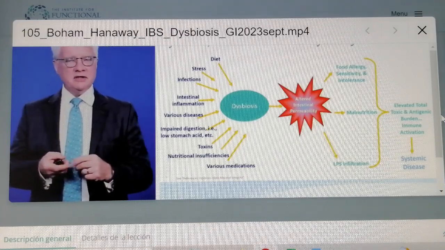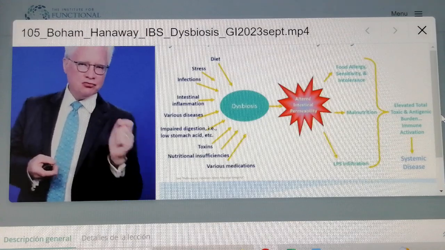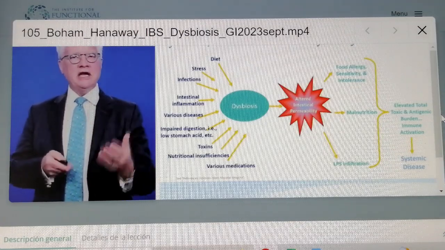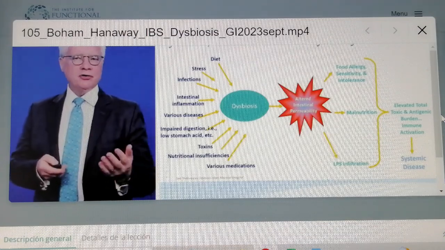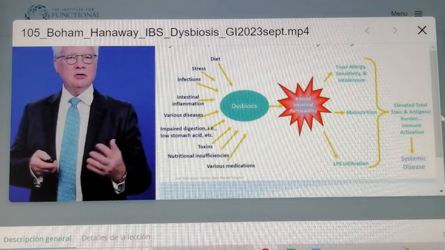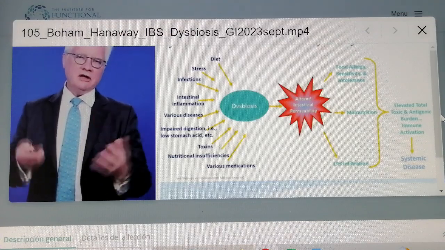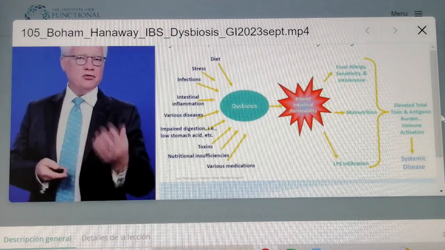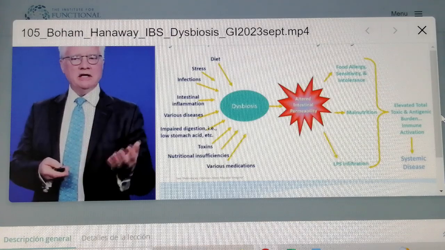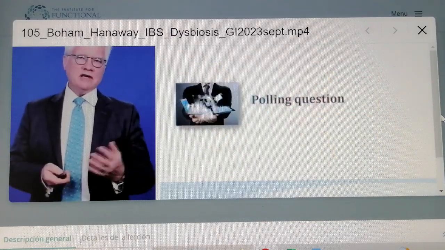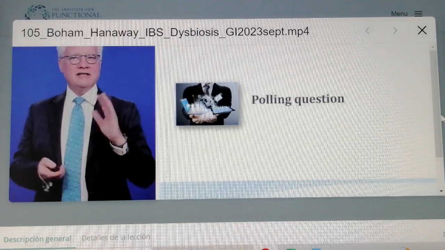Some of these agents, like medications, can have a direct effect on permeability, altering it, and some of it's mediated through an altered gut microbiome, leading to an infiltration of lipopolysaccharides, an increase in food reactivity, and leading to systemic disease. So as we look at these kinds of things, let's talk about a systemic disease.